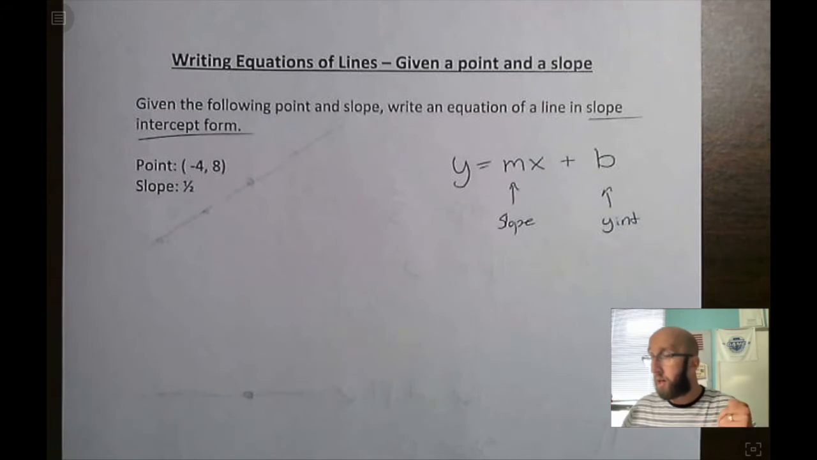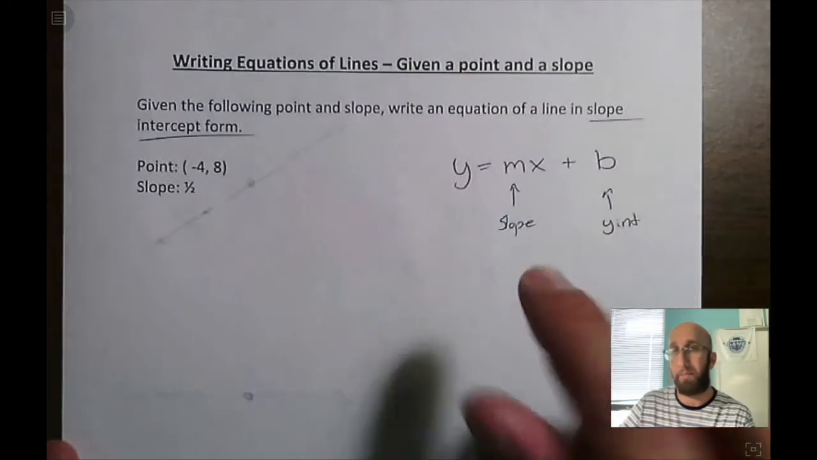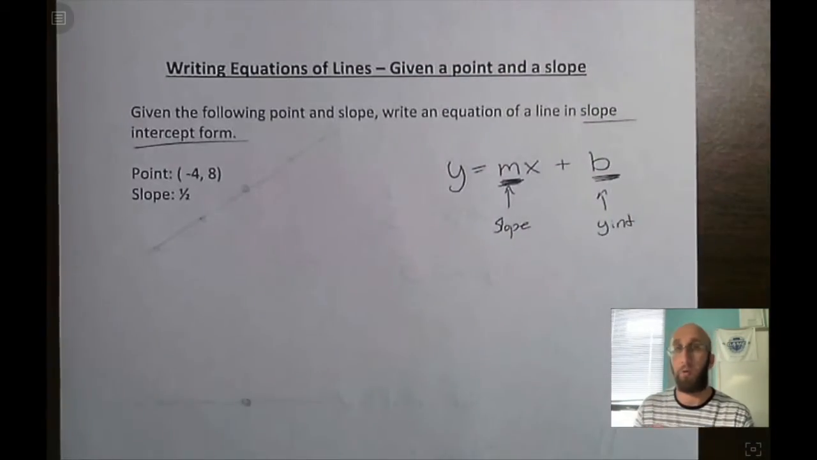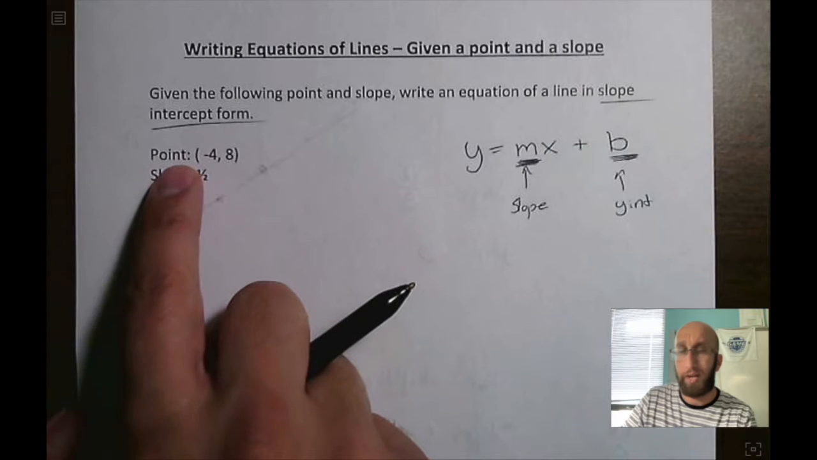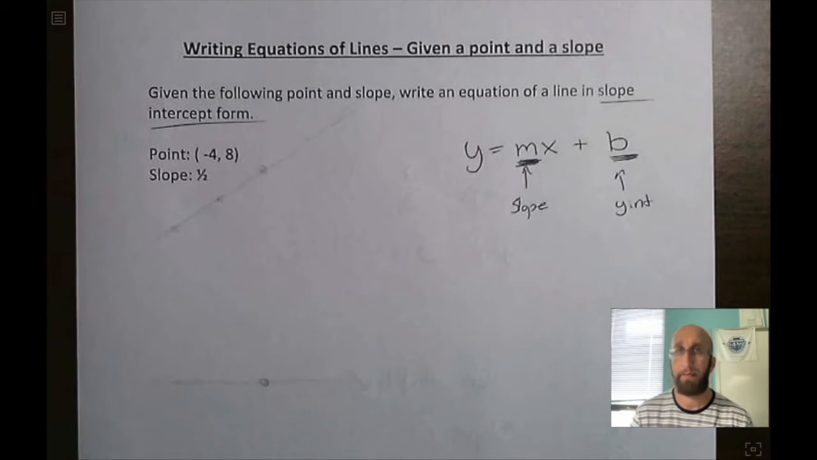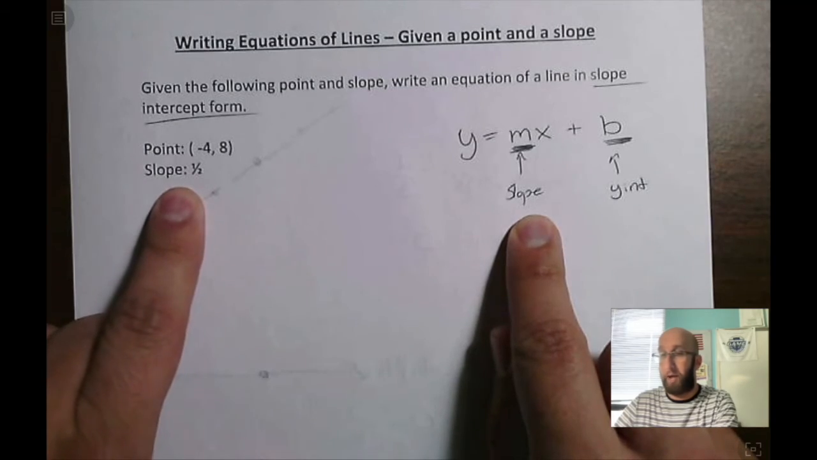So I need to try and use the information I'm given to fill in the missing pieces, figure out what m is, figure out what b is. Once I know both those pieces, put it all together, we are done. We're given a point, (-4, 8), and a slope of 1/2. It should be very obvious we're given one important, crucial piece right off the bat. We know the slope right away is 1/2.